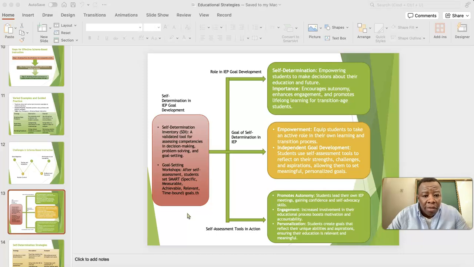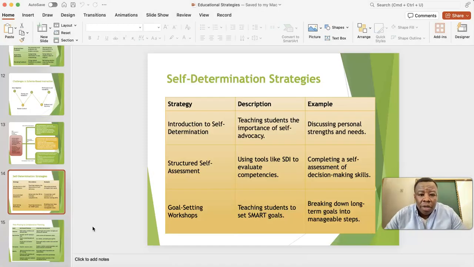The first one is the Self-Determination Inventory, SDI. It's a validated tool for assessing competencies in decision making, problem solving, and goal setting. There are also goal setting workshops, where after self-assessment, students set SMART goals. Self-determination strategies include an introduction to self-determination, which involves teaching students the importance of self-advocacy. An example is discussing personal strengths and needs. The next is structured self-assessment using tools like SDI to evaluate competencies, which in the long run enables students to complete a self-assessment of decision-making skills.